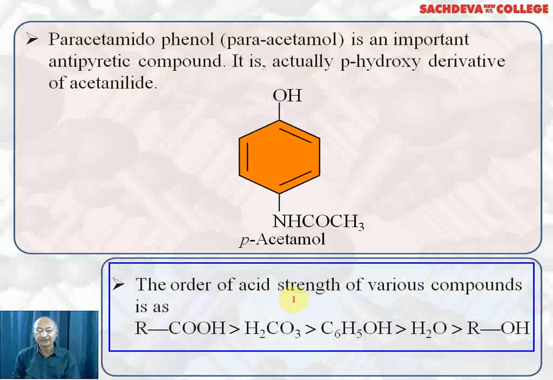The order of acid strength of various compounds is as follows. Carboxylic acids are more acidic than carbonic acid. Carbonic acid is more acidic than phenol. Phenol is more acidic than water, and water is more acidic than alcohols. This is the order of acidic strength of various acidic compounds.